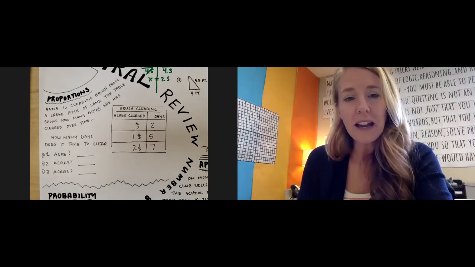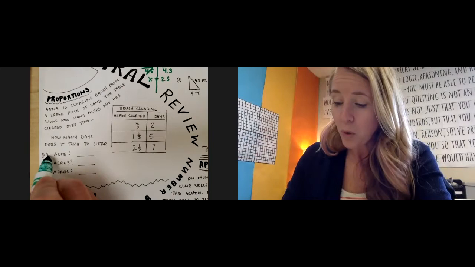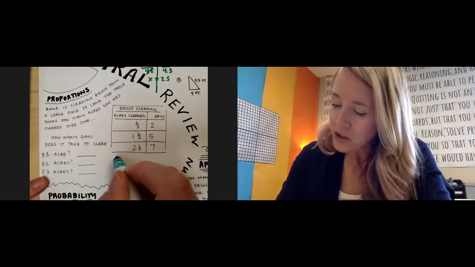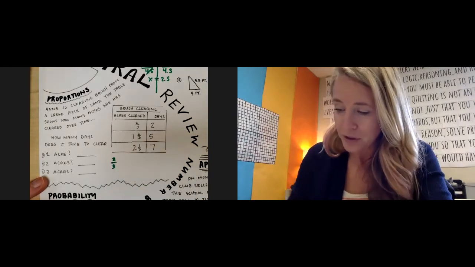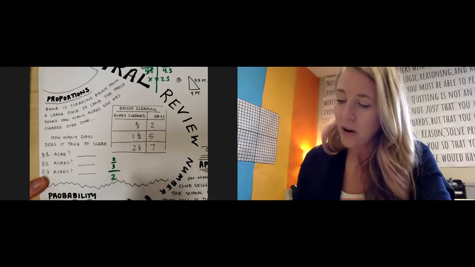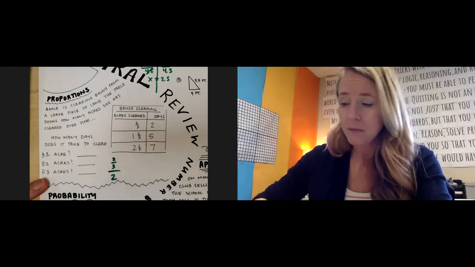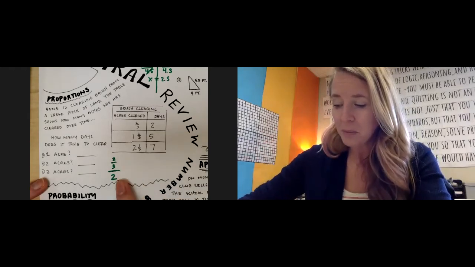So let's go ahead and do just 1 acre right here. So I know that she in 2 days can clear 2/3 acres of brush. So I could put the 2 on the top or on the bottom. It doesn't matter as long as I set up this proportion.